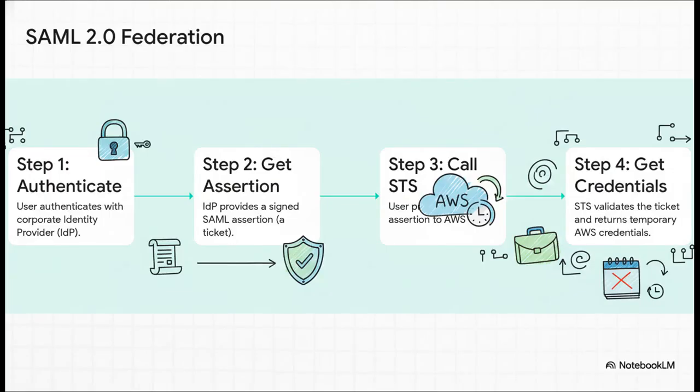So what does that look like? Well, first, a user signs in using their normal company login, the one they use every day. Their company's system then gives them this special digital ticket called a SAML assertion. They take that ticket to AWS's Security Token Service, or STS, which checks it out and in exchange gives them, you guessed it, temporary AWS credentials. See that theme again? Temporary credentials are the key to good security.